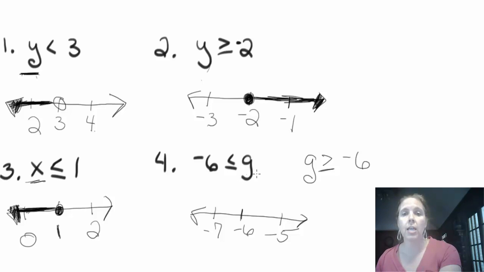So G is greater than or equal to -6. So we have it shaded in, and we are representing numbers that are greater than -6. So that's going to be this side. So you cannot always just look at which way it's going. You have to see where's my variable? What am I representing? Okay.